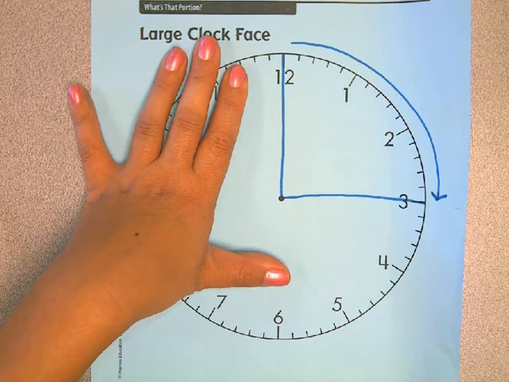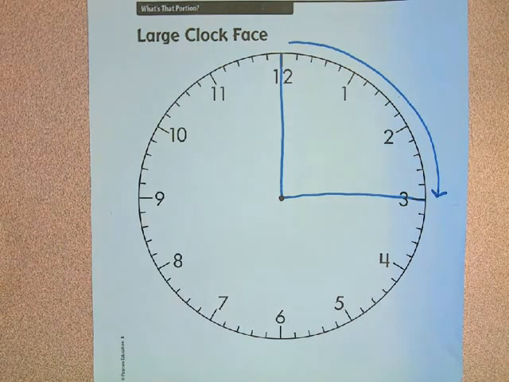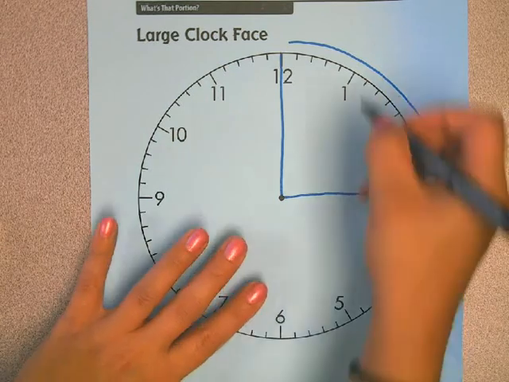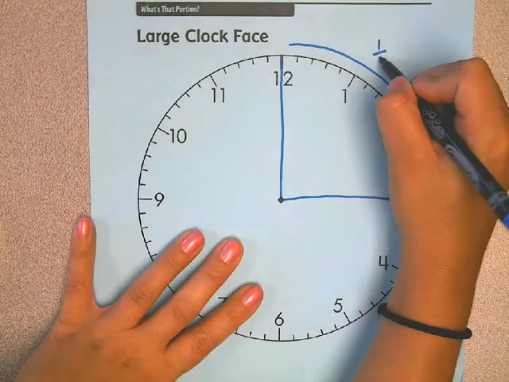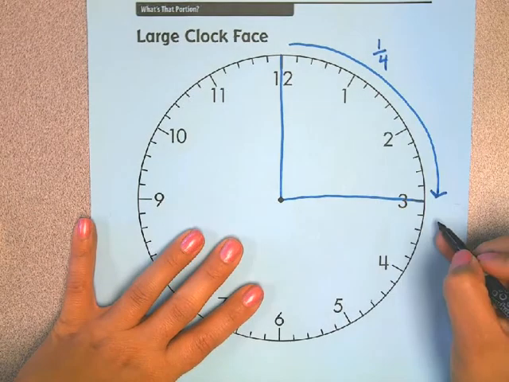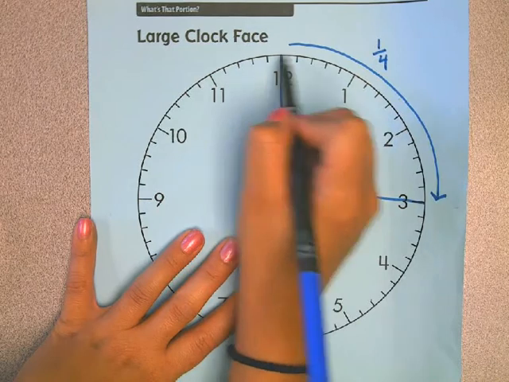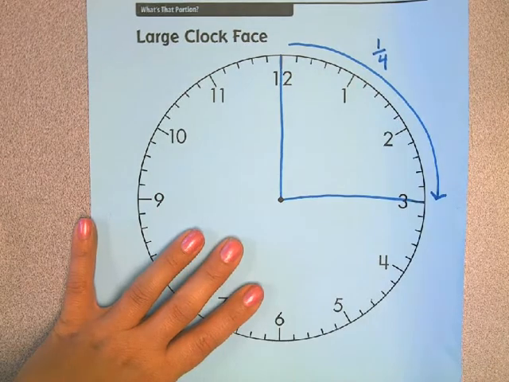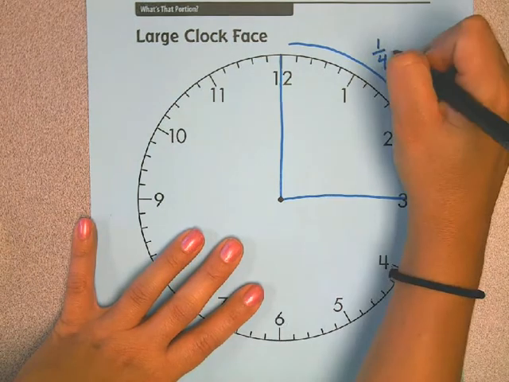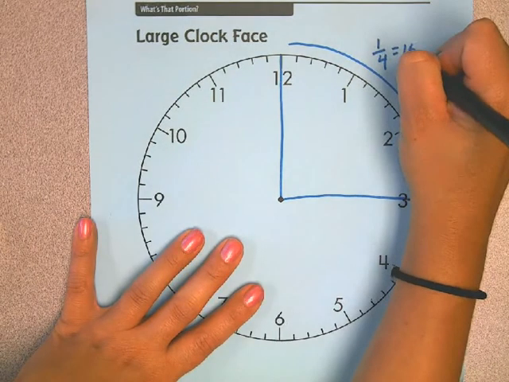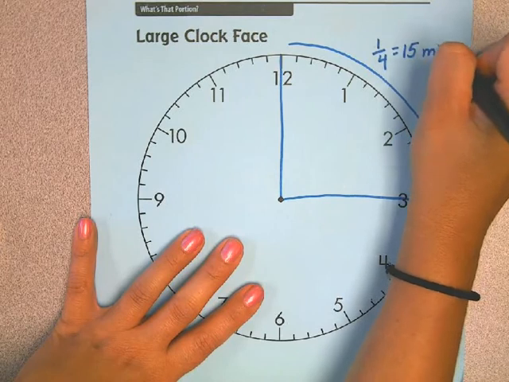4. 12. Oh, I like your thinking. Courtney? Okay. Ariana? 24. Very good. So I've gone 1/4 around. So how many minutes are in 1/4 of an hour? Adam? 15. So we could say 1/4 of our clock is 15 minutes.